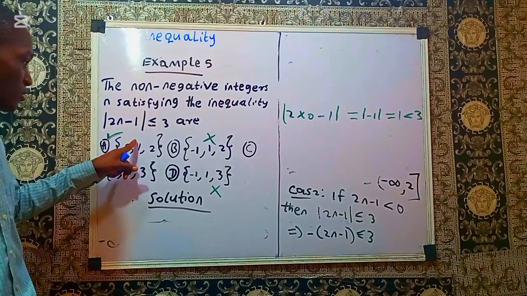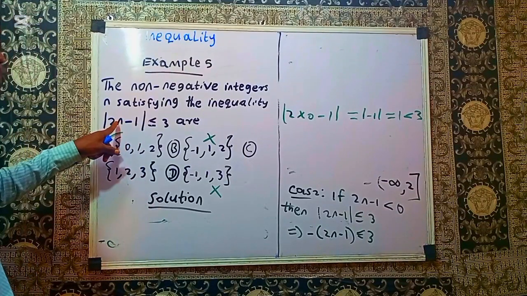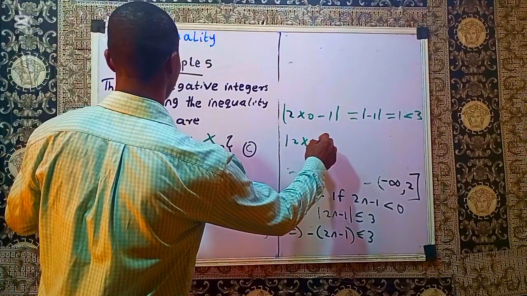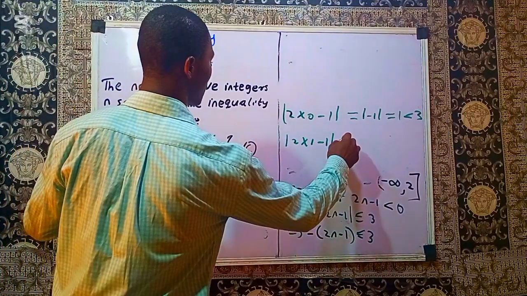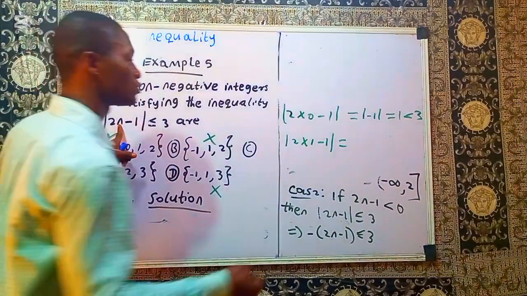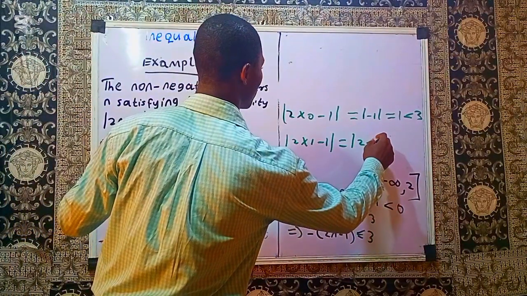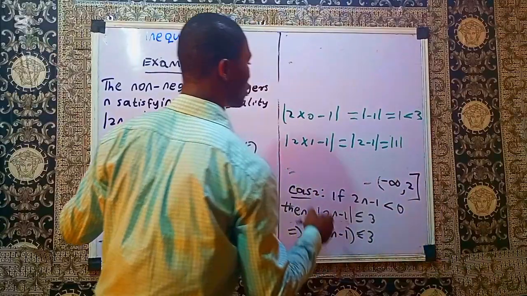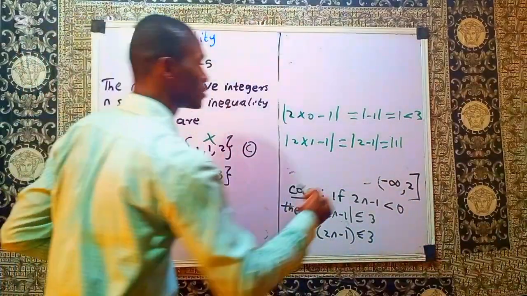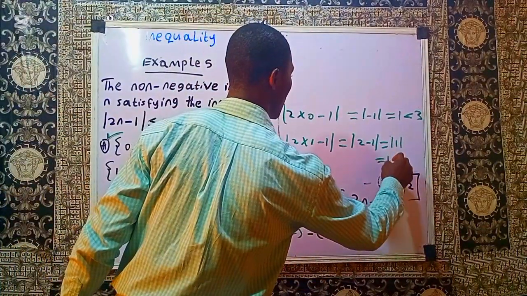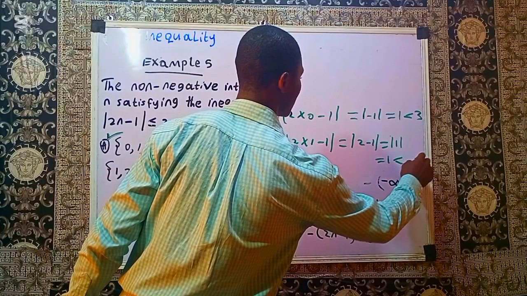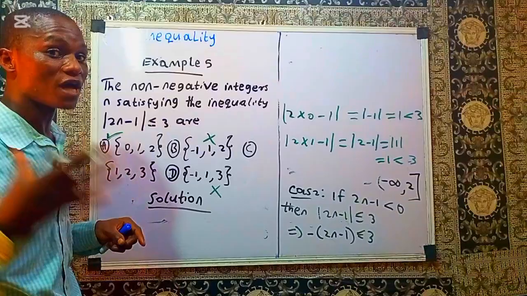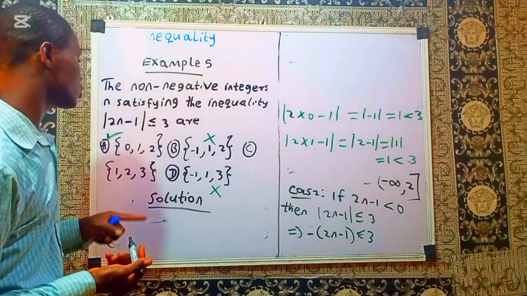So 0 should be one of those non-negative integers. Okay, let's look at 1. If I put 1 for n here, I'm going to have the absolute value of 2 times 1 minus 1. 2 times 1 is 2, minus 1, which is the absolute value of 1, and the absolute value of 1 is 1. Of course, 1 is clearly less than 3, so 1 should be among the non-negative integers you are going to consider.